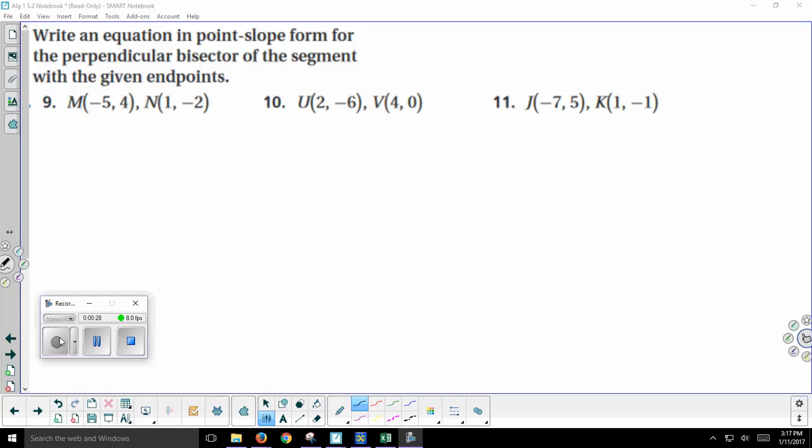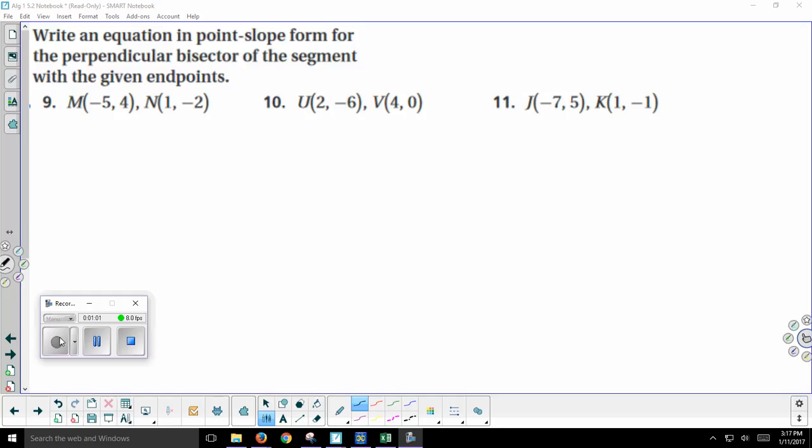So here we go. The directions are: write an equation in point-slope form for the perpendicular bisector of the segment with the given endpoints. A perpendicular bisector will be at the midpoint of this segment MN, and it will be perpendicular to the segment MN. So I need to find the slope of MN, and the slope of the line that's perpendicular to that, and I need to find the midpoint of MN. And then from there, I'll plug that into point-slope form.